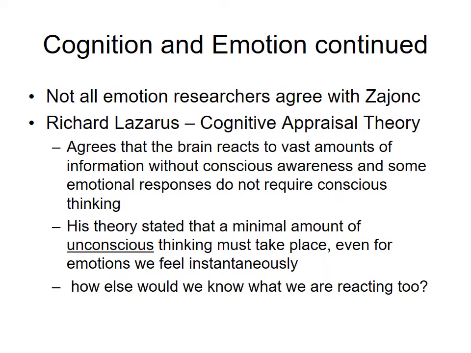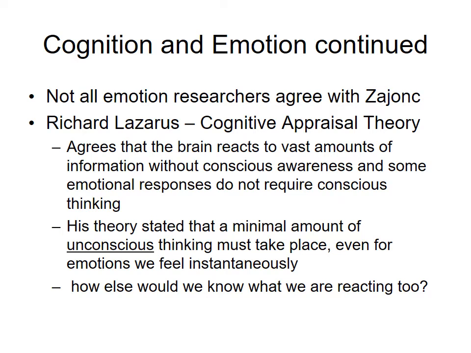That brings us to Lazarus. And Lazarus has what we call cognitive appraisal theory. Now, he didn't really agree with Zajonc. He was a little bit more in line with the Schachter-Singer two-factor theory because he believed that cognition had to be present. But here's the big difference. He felt that while cognition needed to be present, it could actually be at an unconscious level.